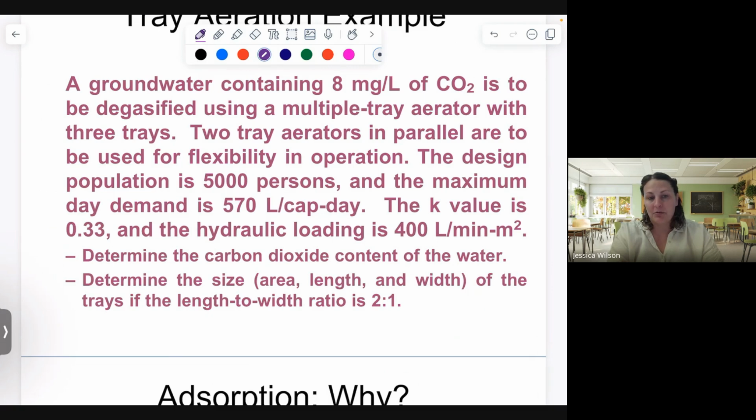So the first step that we need to complete is to determine the carbon dioxide content of the water, and then determine the size, the area, length, and width of the trays if the length to width ratio is 2 to 1.